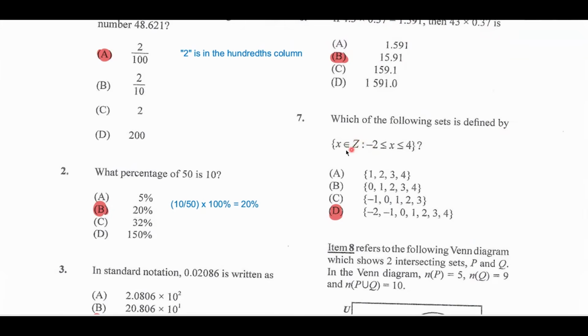Number 7, which of the following is defined by X being a member of the real numbers? Actually, more than just a member of the numbers, whole numbers, and X is between -2 and 4, including -2 and 4, it's simply put, right? So you have -2, -1, 0, 1, 2, 3, 4. That is D.